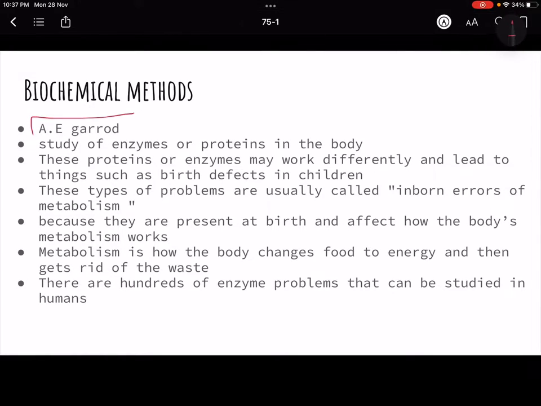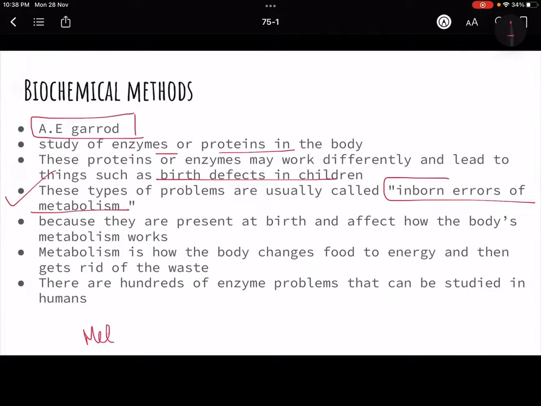Now in the biochemical method, one of the biggest names is A. Garrett, right? He saw that there are certain diseases that may be caused by some enzymes and proteins in our body. So he started to study these enzymes and proteins, and based on this he came up with the idea that there are certain defects, or you can say genetic disorders, because of them. So what did he say? He said that these defects are there from birth itself, and he called them inborn errors of metabolism.